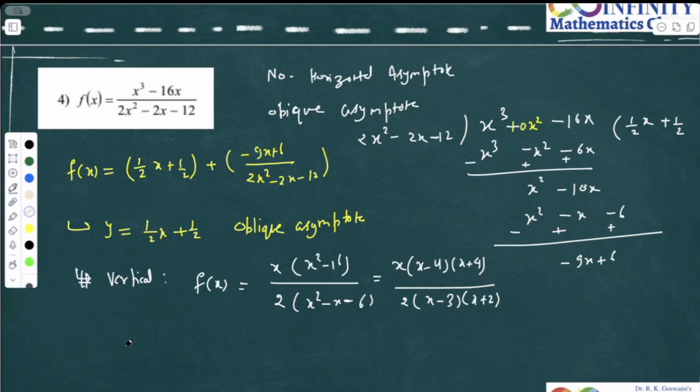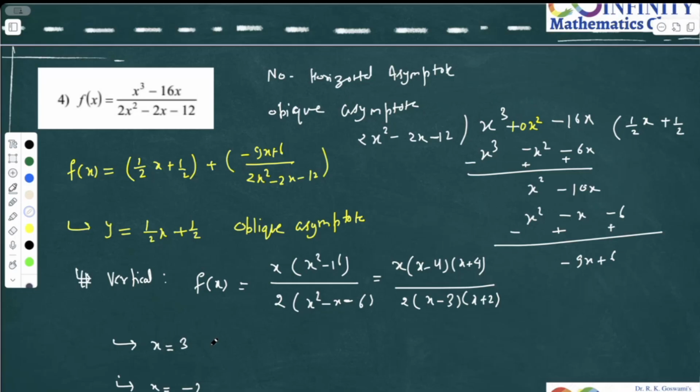So I can tell you there are two vertical asymptotes. The first vertical asymptote is going to be x equals 3 there. And the second vertical asymptote is going to be x equals how much? Negative 2. You're absolutely right.